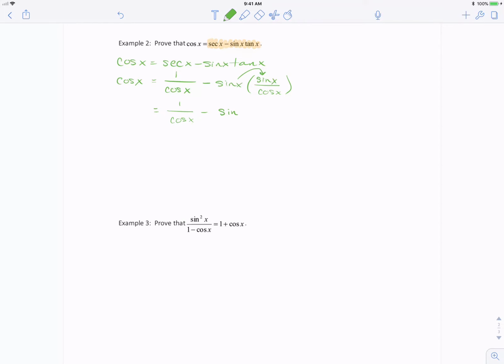I'm left with sine of x all squared. Notice there are 2 of those terms all over the cos of x. Sine x times sine x is sine of x all squared. Here I have 2 different terms. I'm going to keep my left-hand side the same, and you will see that I already have a common denominator. This becomes 1 minus sine squared x over cos of x.